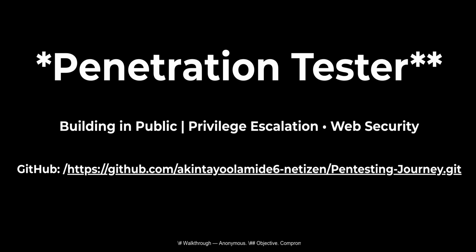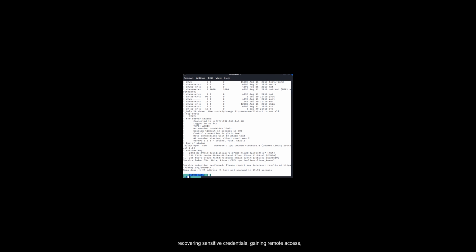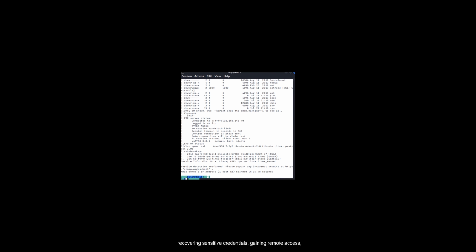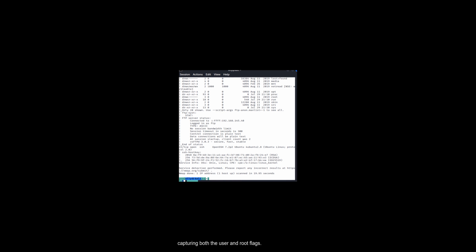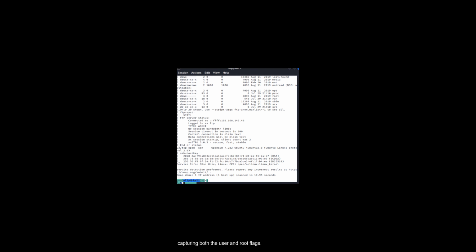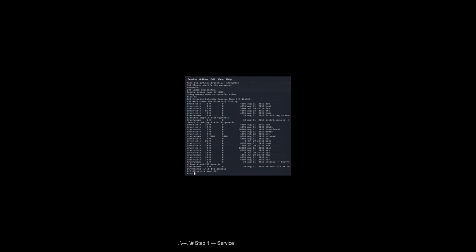Walkthrough: Anonymous. Objective: Compromise the target machine by identifying exposed services, recovering sensitive credentials, gaining remote access, and capturing both the user and root flags.